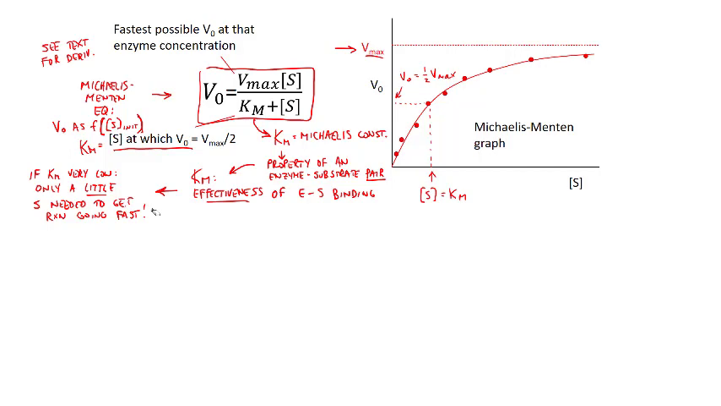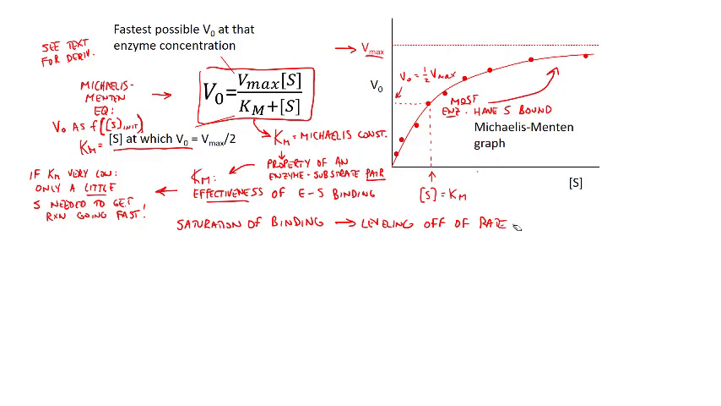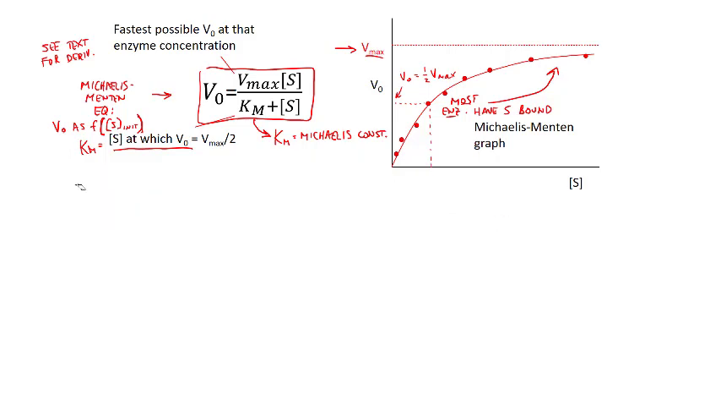And the whole key to the Michaelis-Menten model is the fact that binding is saturable. That's the key to this whole observation that we get this leveling off of our rate. When we are way out here, approaching Vmax, that means that most of our enzymes have substrate bound. So saturation of binding is what leads to the leveling off of our rate. So that's what Km is all about.